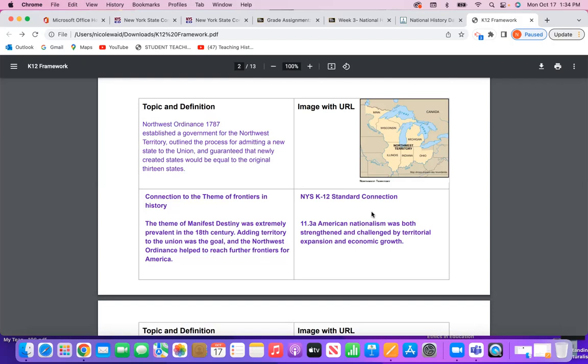So the Northwest Ordinance of 1787 would have a connection to the 11th grade. 11.3 is the actual standard, the content specification: American nationalism was both strengthened and challenged by territorial expansion and economic growth. You would take the standard and try to give students assignments to analyze the strengths and challenges that the expansion of the United States caused.